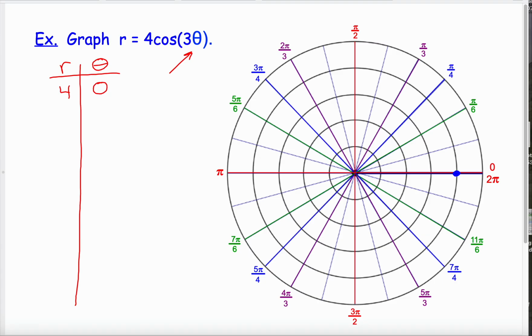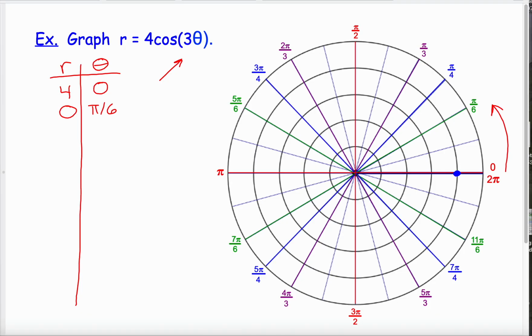All right, then I'm going to do pi over 6. Now, I'm plugging in pi over 6 for theta, multiply by 3, that gives me pi over 2. The cosine of pi over 2 is 0 times 4 is 0. Holy cow. So from just going from 0 to pi over 6, my r values are going from 4 all the way to 0. So that's happening very, very quickly. My r values all of a sudden, boom, are shooting way down to 0 right off the bat.